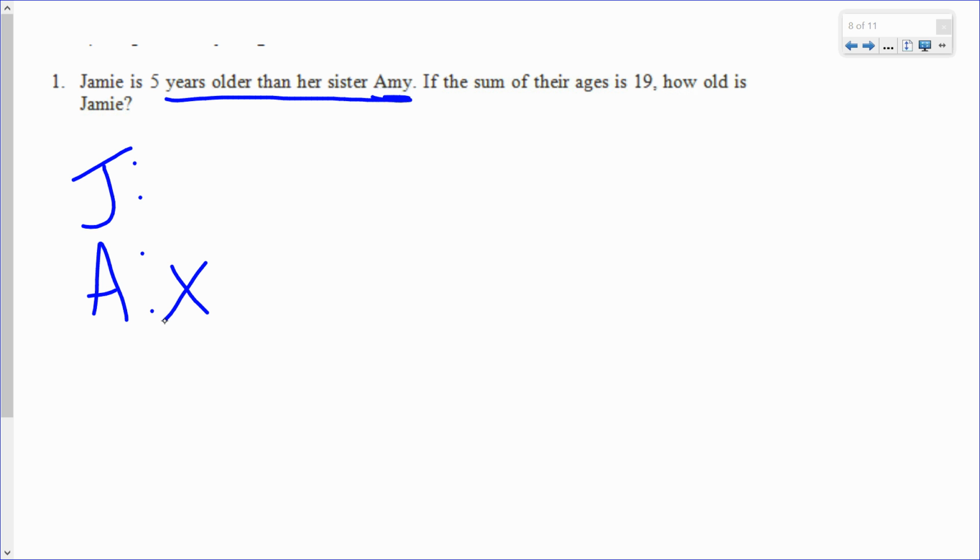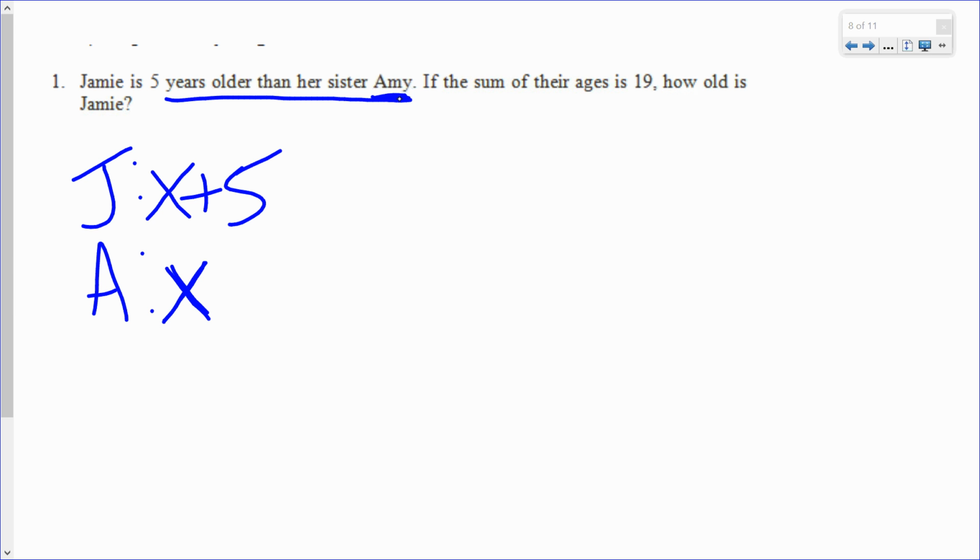Everything else I express in terms of x. So if Jamie is 5 years older than that, that means 5 more than that, Jamie is going to be x plus 5. Whichever one comes last, call it x. Everything else expressed in terms of x. And by the way, this is a very, very common SAT question.